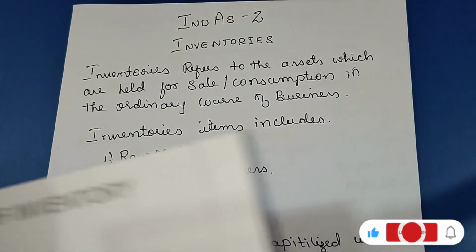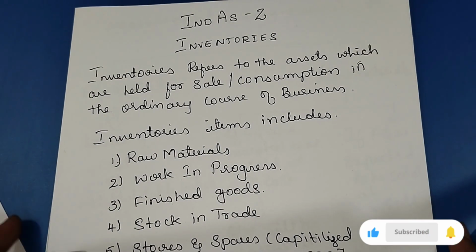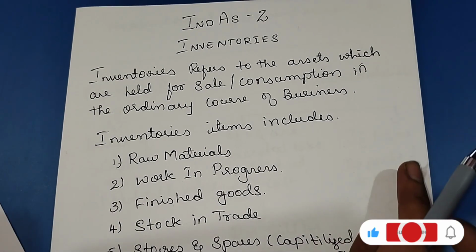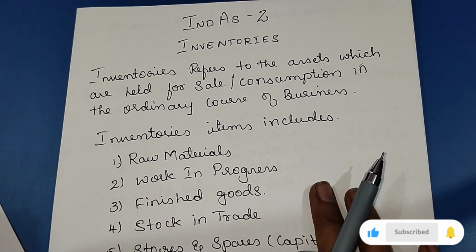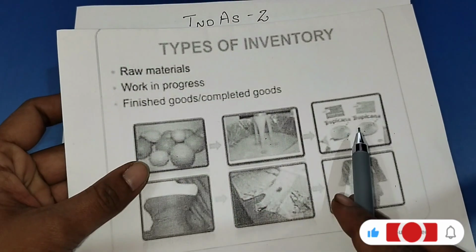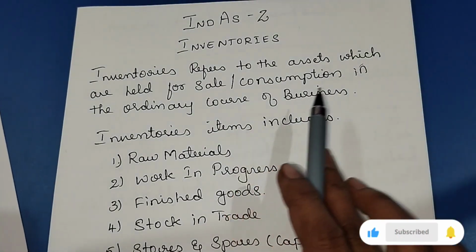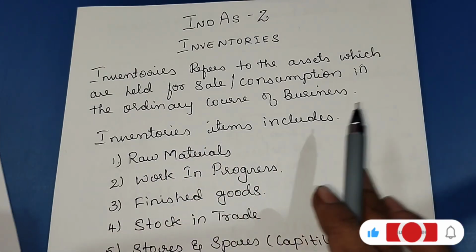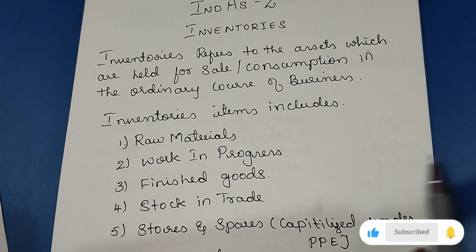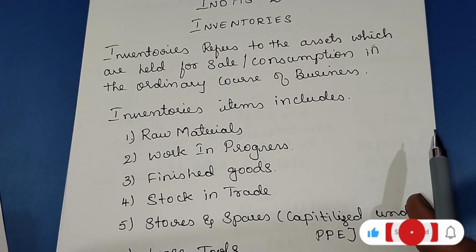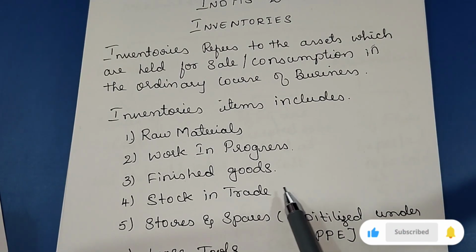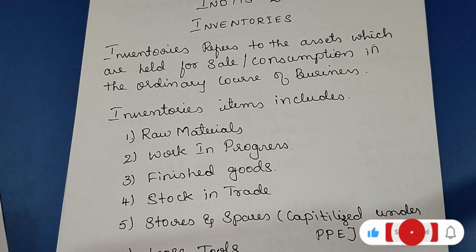So let us understand this with the meaning. Inventory refers to the assets which are held for sale. So these are the inventories which are held for sale or consumption in the ordinary course of business. So inventory includes raw materials, work in progress, finished goods, stock in trade, stores and spares.